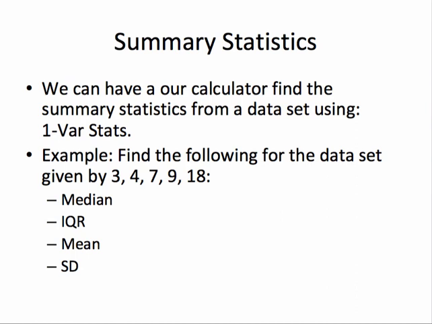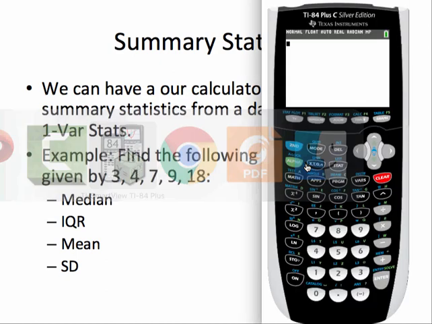Greetings. This is a short review on how to find summary statistics using our TI-84 calculator. We can have our calculator find the summary statistics of a data set using 1-Var Stats. So let's take this small data set here: 3, 4, 7, 9, 18. Let's calculate the median, the interquartile range, and the mean. And probably also the standard deviation would be good. Let's do them all, right?